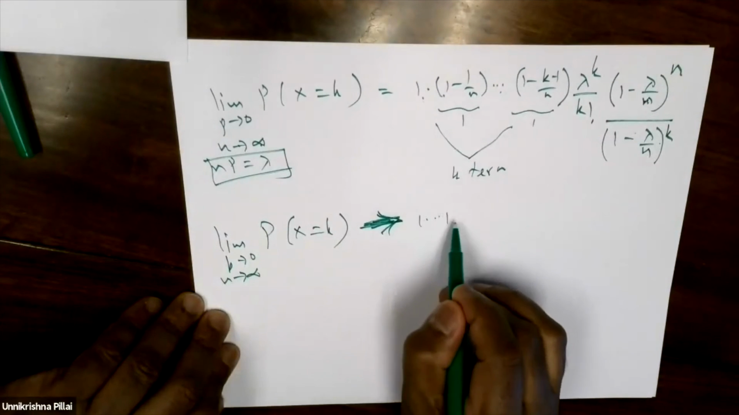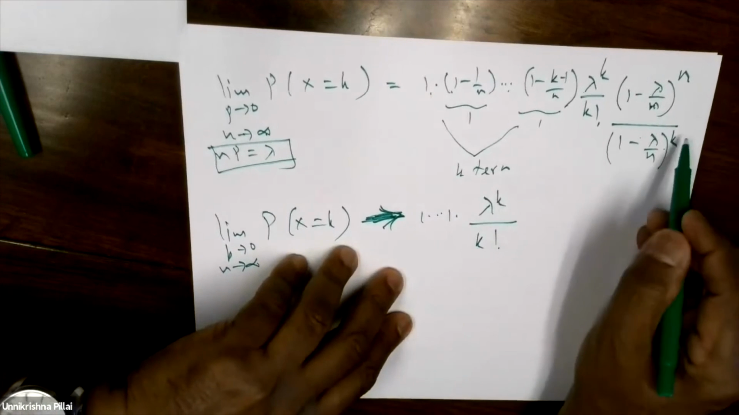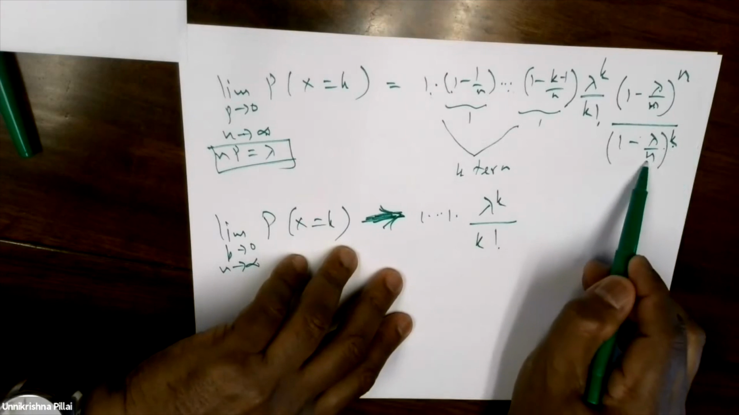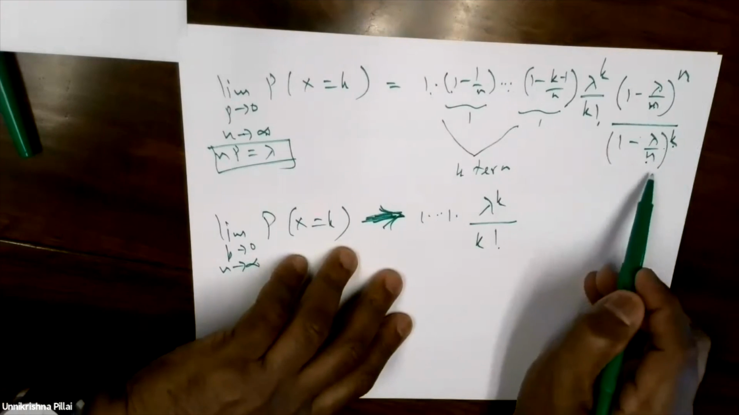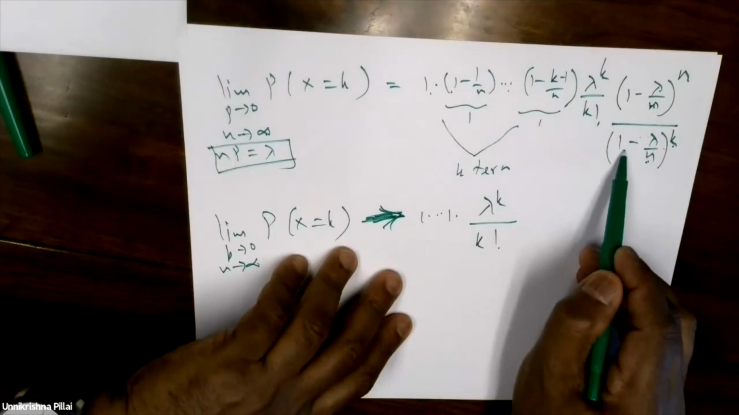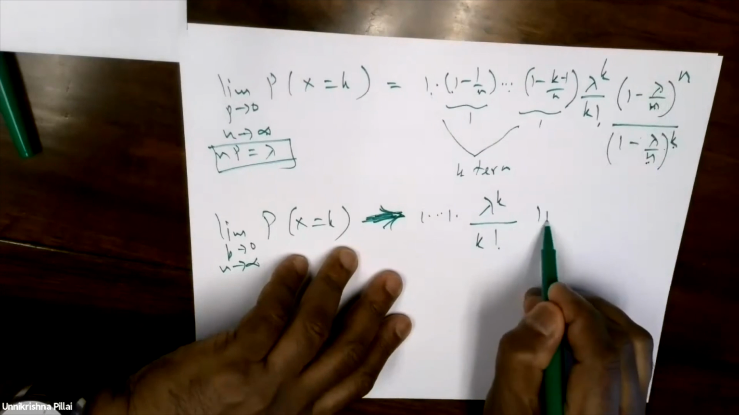This will be 1, 1, 1, lambda to the k over k factorial. And look at the denominator here. k is a finite number. When n is pushed to infinity, this is only a finite number. Lambda over n goes to 0, 1 to the power k goes to 1. But what about here? So the key is here.